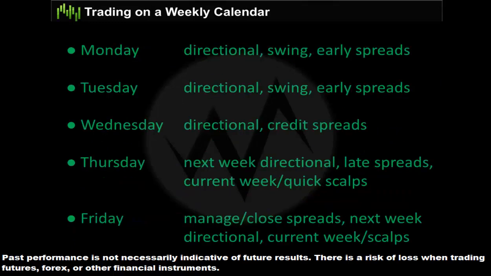Okay? All right, the next aspect we want to talk about is trading on a weekly calendar. Now that we know the types of trades we're looking for if we're bullish or bearish, the next question is, when do we do each? When do we do directional? When do we do spreads? And it's based on what day of the week it is. And again, this is if we're trading weekly options. Okay? Basically on Monday, we are buying and selling directional puts and calls.